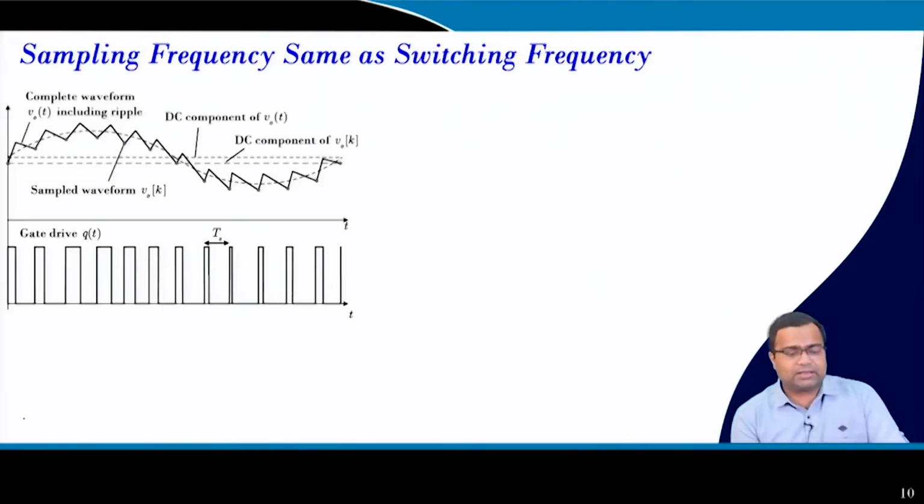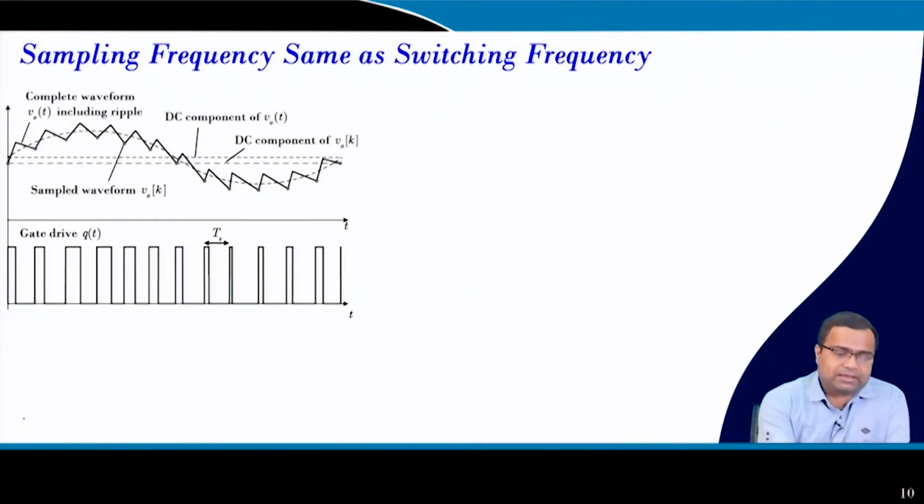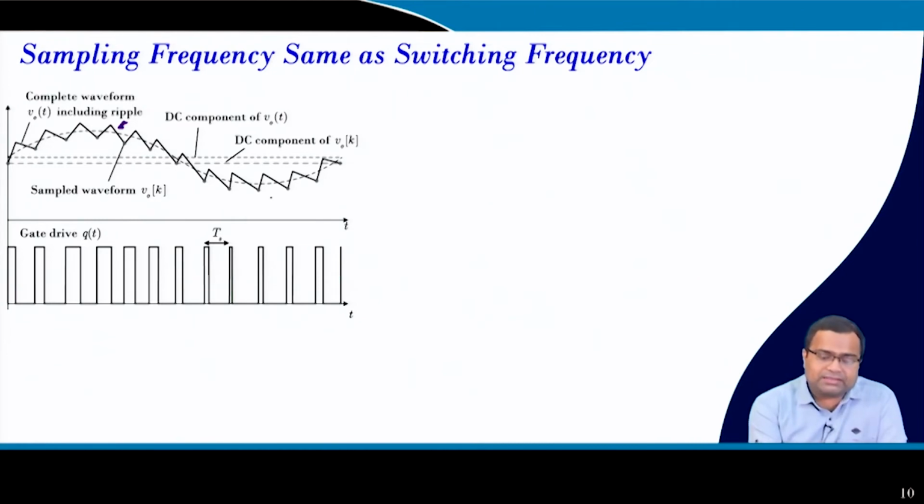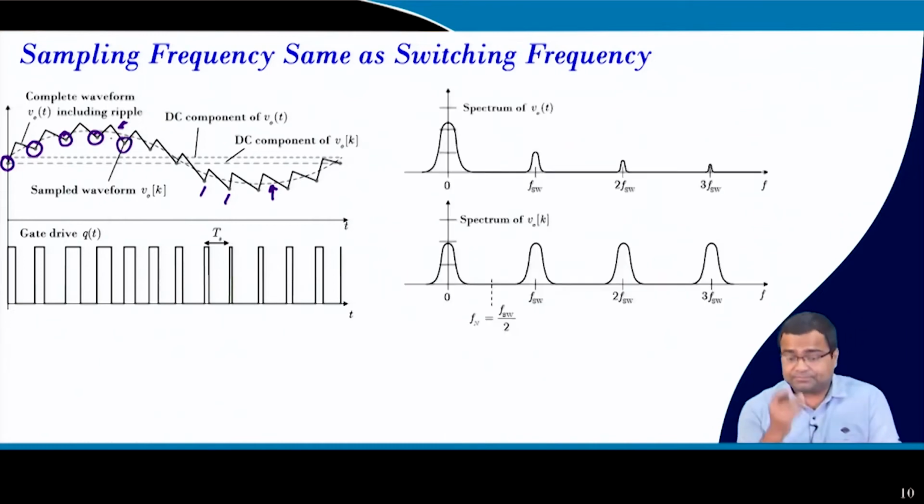Suppose this is my complete waveform, my output voltage ripple, and you can see the output voltage ripple looks somewhat dominated by the ESR ripple, as if it is capturing a similar nature to the inductor current. So this is my average output voltage, and the actual output voltage will also have a ripple. Now, if we take one sample here, at every edge, this is the sampled waveform.